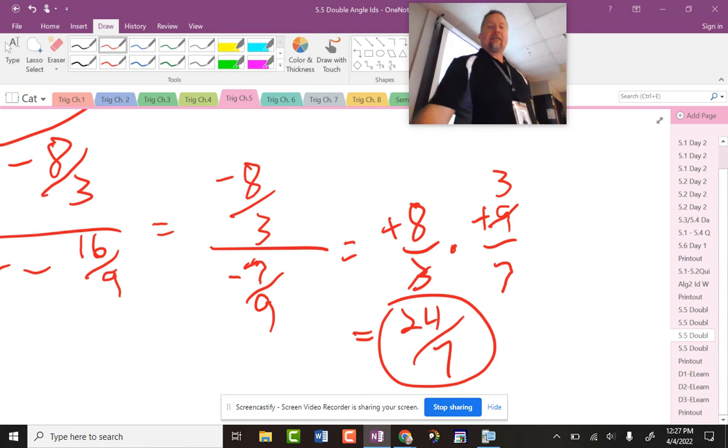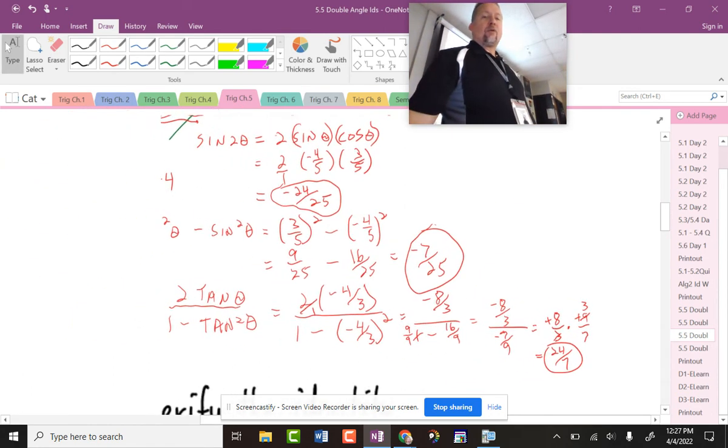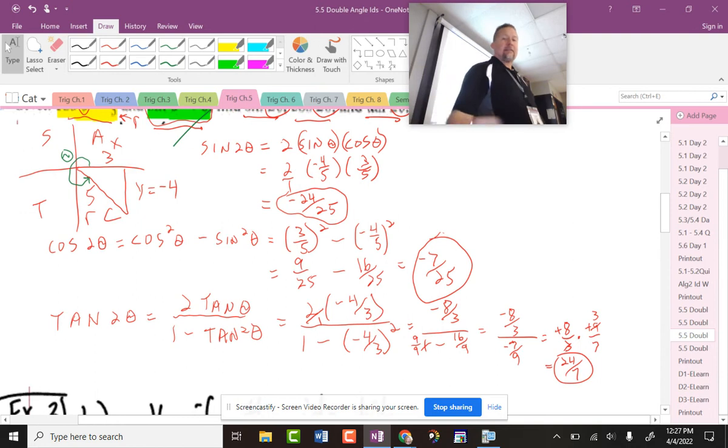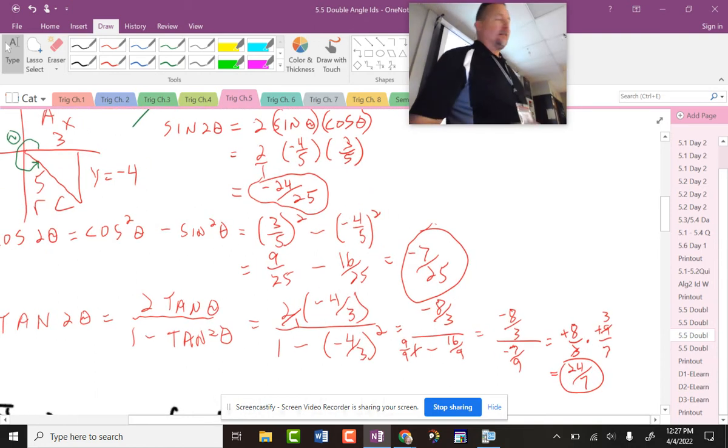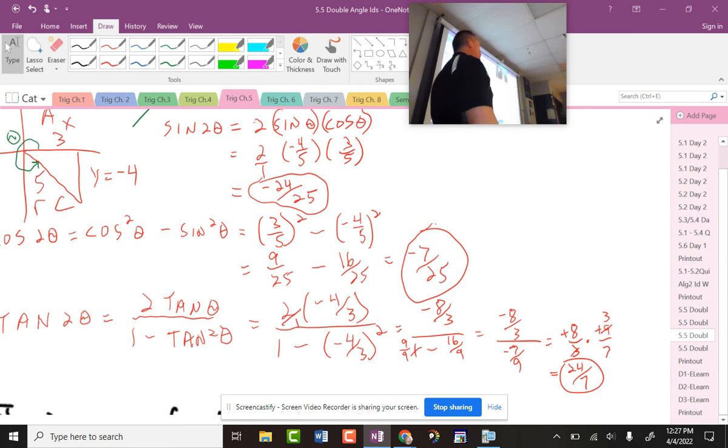Hey, let's see if you can be like Santino. Theta is in quadrant 4. These are just fun little questions to ask. Where does 2 theta land, knowing sine of 2 theta is negative 24/25, cosine of 2 theta is negative 7/25, and then tangent of 2 theta is positive 24/7? Anyone? What quadrant would that be?